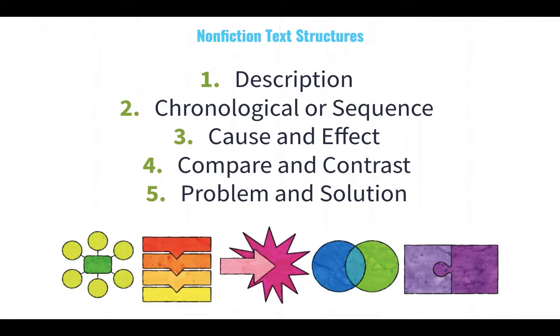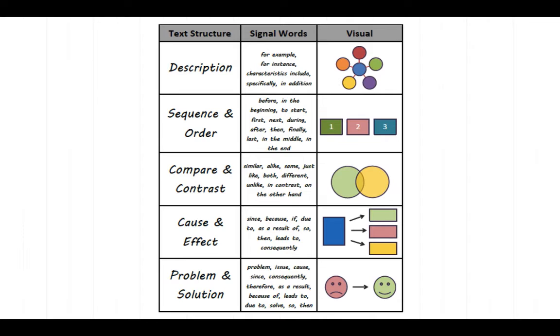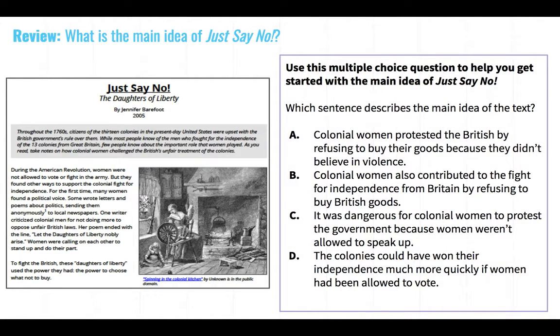Quick review of our 5 nonfiction text structures. Remember, the graphic organizers at the bottom match each of these types of nonfiction text structures. Again, our anchor chart, which is available to you in a PDF, or you could freeze the screen. To quickly review, who remembers what the main idea of Just Say No was? It was B. Colonial women also contributed to the fight for independence from Britain by refusing to buy British goods. Remember, the main idea is what the text is mostly about.